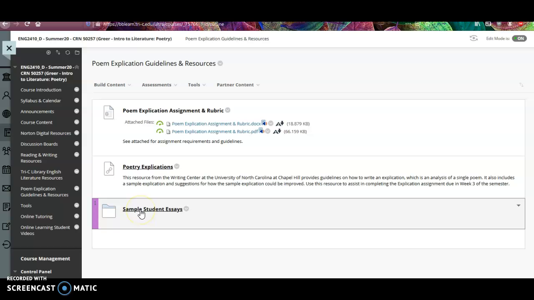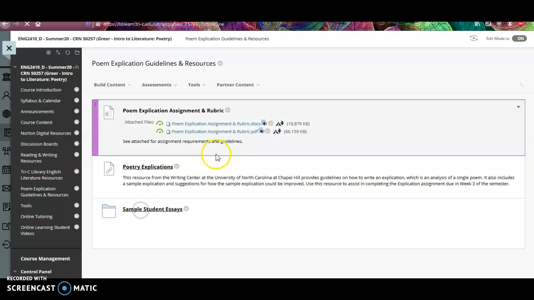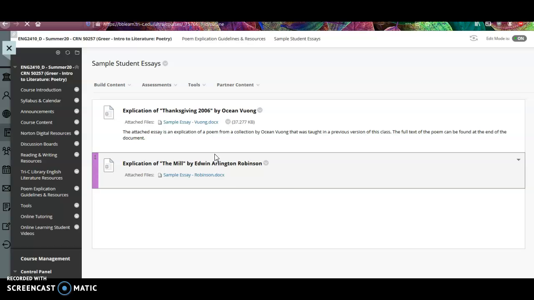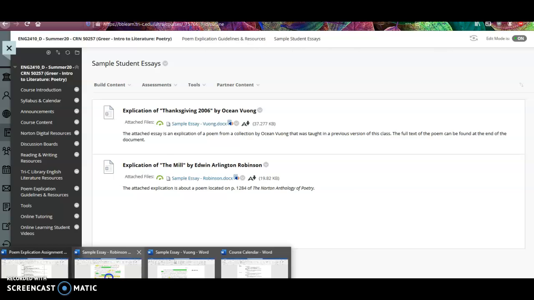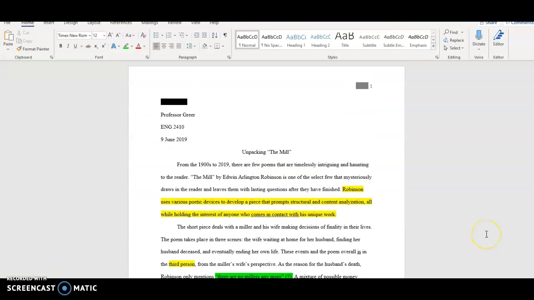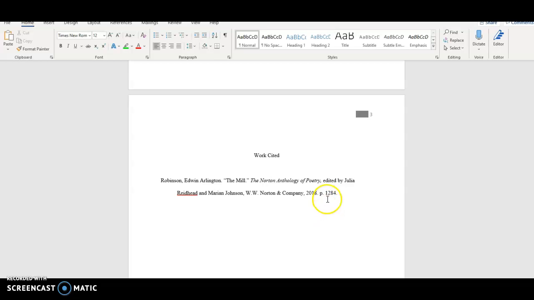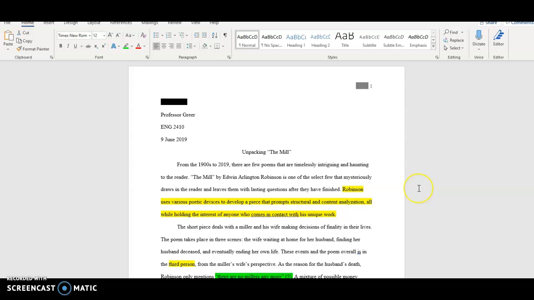I have a folder here under the Poem Explication Guidelines and Resources with two sample student essays from students who completed this assignment in a previous class. So the first sample essay is an explication of "The Mill" by Edwin Arlington Robinson. This is a poem that is in your textbook, so you can take a look at it there. On the Works Cited page, you see it gives the page number from the textbook, so you can look it up there and read that poem first if you want to take a look at this analysis in detail as an example.